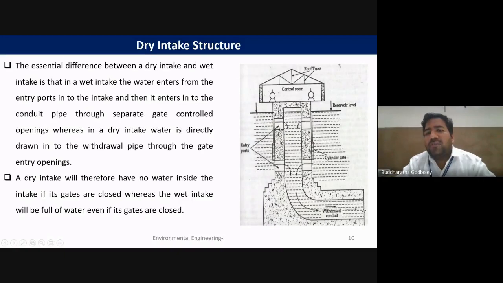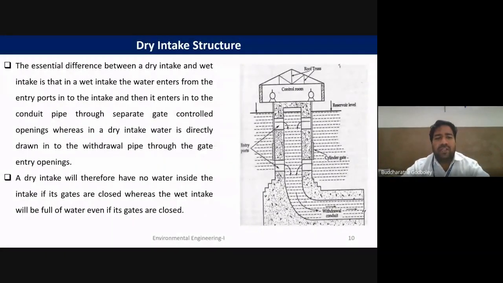अगर ये वाटर को आपको ऑपरेट करना है, if you want to stop the water entering in this, then you can use these cylinder gates. ओके, डायरेक्टली रिजर्वायर का पानी ये कंडक्ट में आ जा रहा है. This is happening in the dry intake structure.